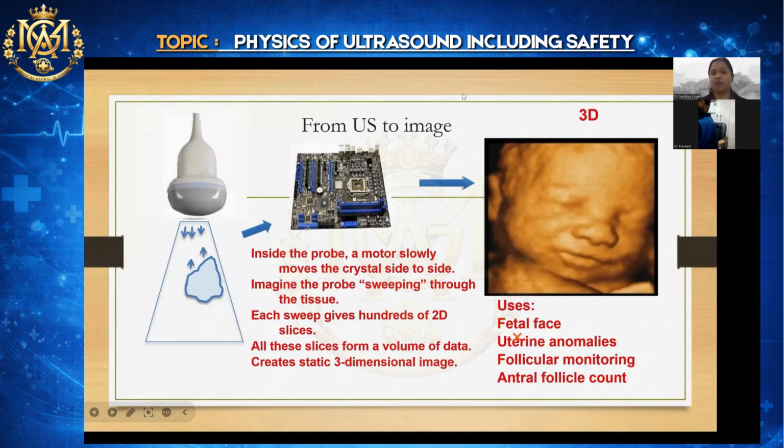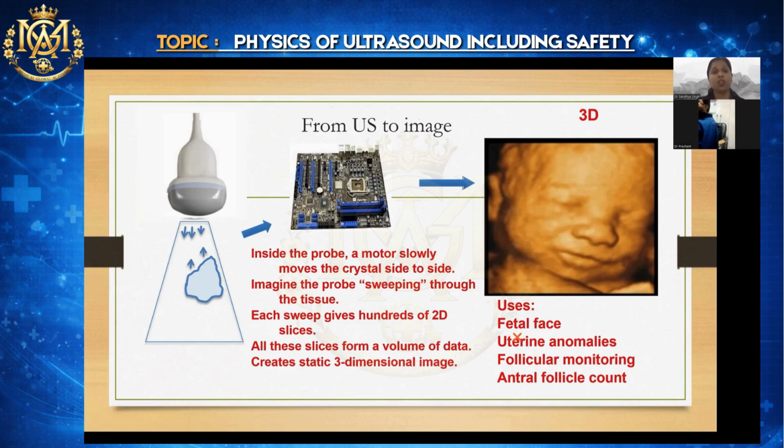Now coming to 3D and 4D, how do 3D and 4D create images? Basically, in that ultrasound probe there is a motor also. And when the piezoelectric crystal is sending the ultrasound wave, that motor keeps moving here and there. With that sweeping, a lot of slices of data are generated, and those slices of data are interpreted by the CPU, and you get these beautiful 3D images. This is used for fetal face, uterine anomalies, follicular monitoring, antral follicle count.